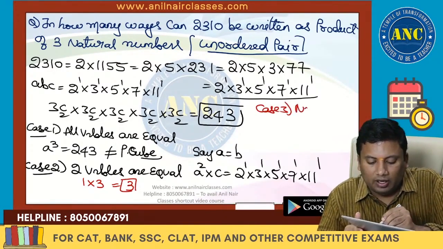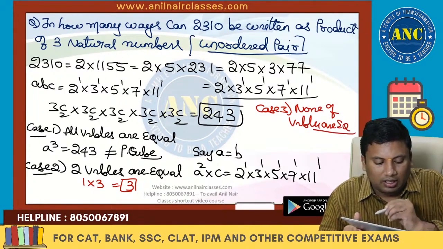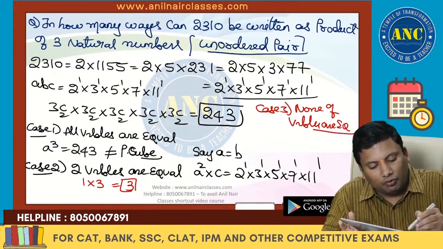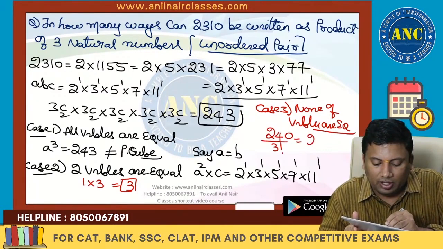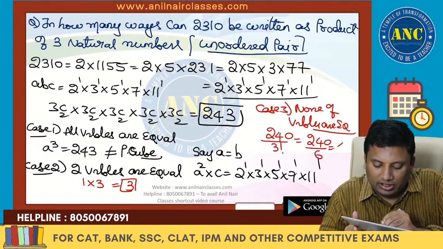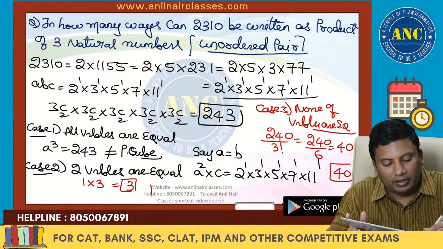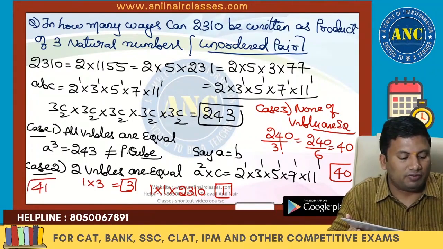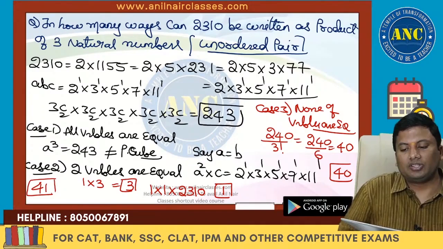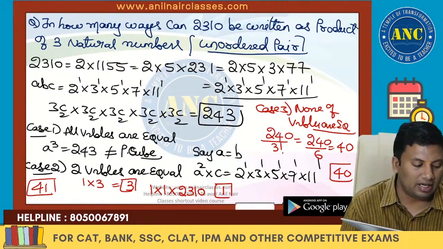Case number 3. None of the variables are equal. This is nothing but 243 minus 3, 240. Three numbers can arrange among themselves in 3 factorial. 240 by 6, which is nothing but 40. Here I will get 40. Here only one way it can be arranged, which is 1 into 1 into 2310. Order does not matter. So answer for this question is 41. The number of ways of writing the number as a product of 3 natural numbers in unordered pair is 41.